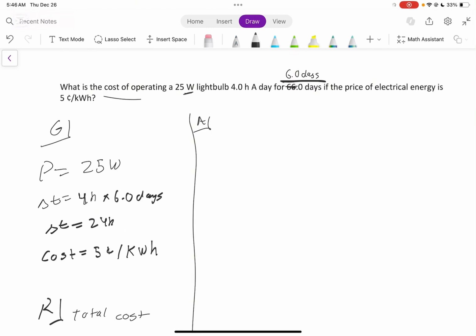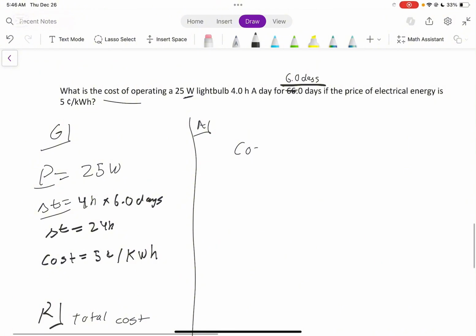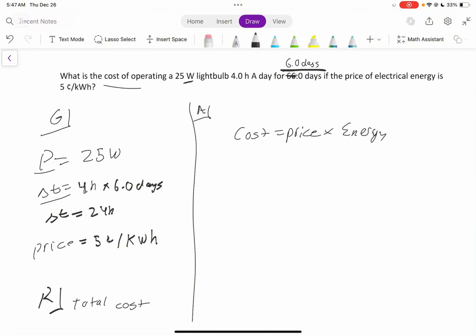Well, we know that we have our formula for power, we have time, and we know that the cost is going to equal price times energy. This is mislabeled. This should really be labeled as the price. It's not the cost, pardon me. This is really the price of doing it. So now that we have that, we're looking for the total cost. So we know that the cost is going to be price times energy, but we don't have energy.